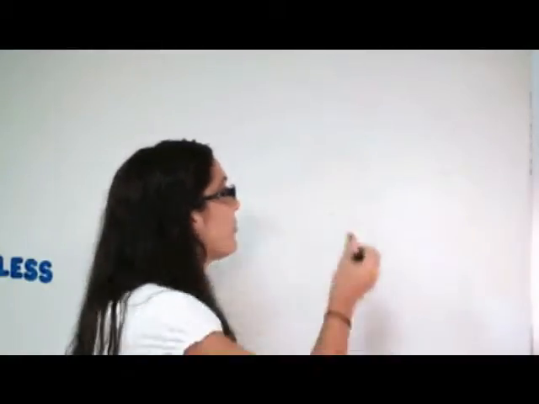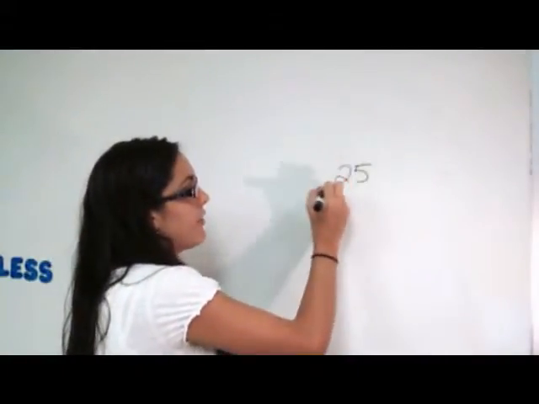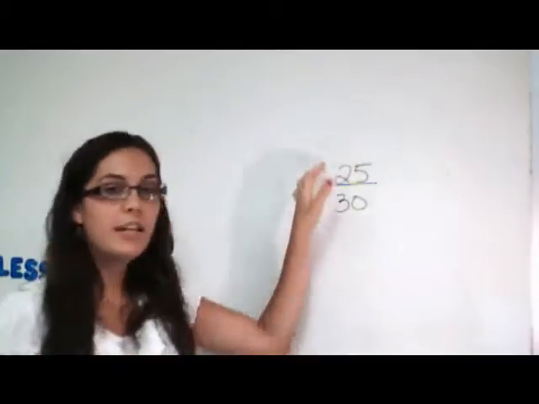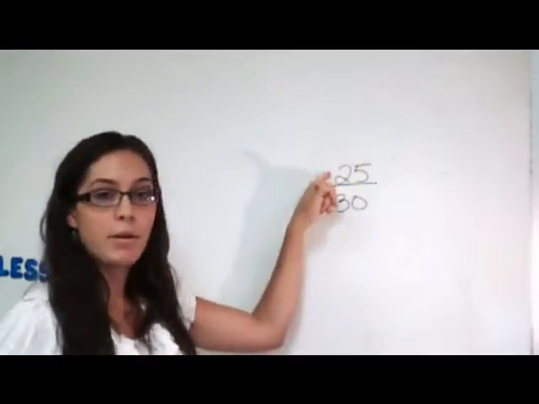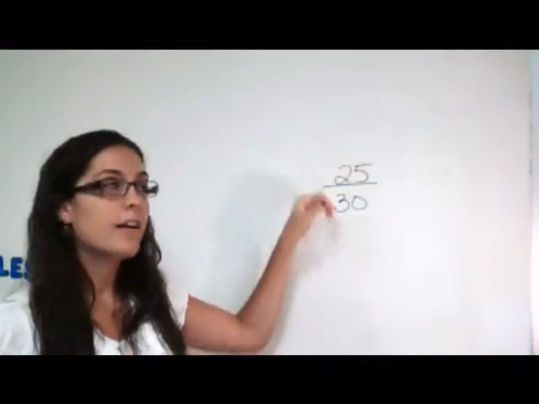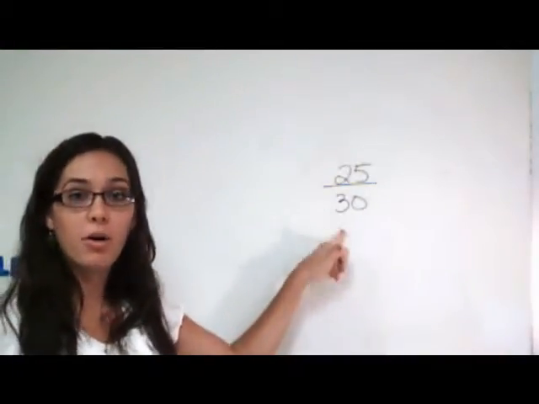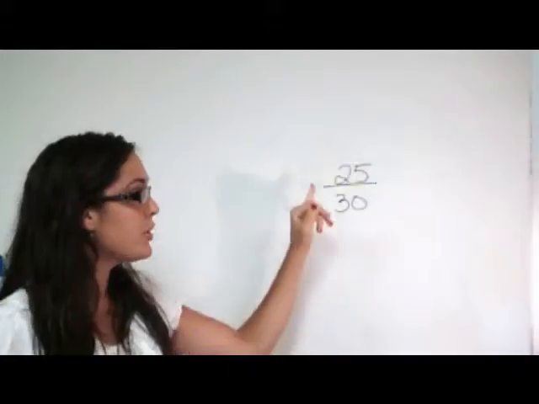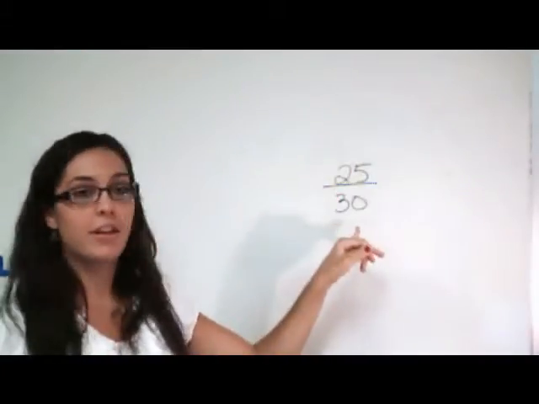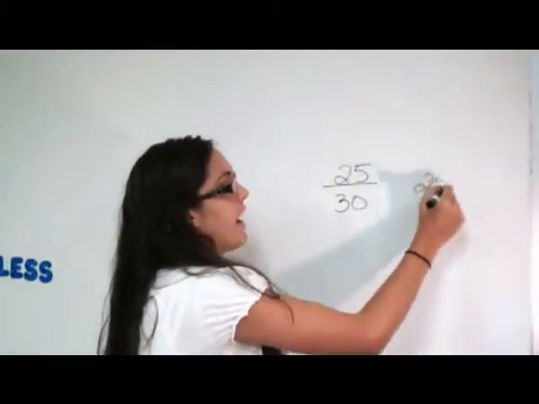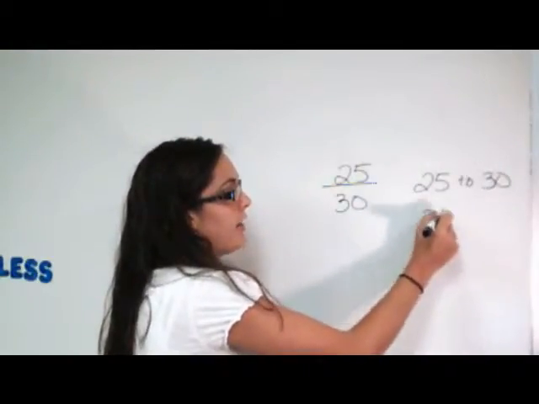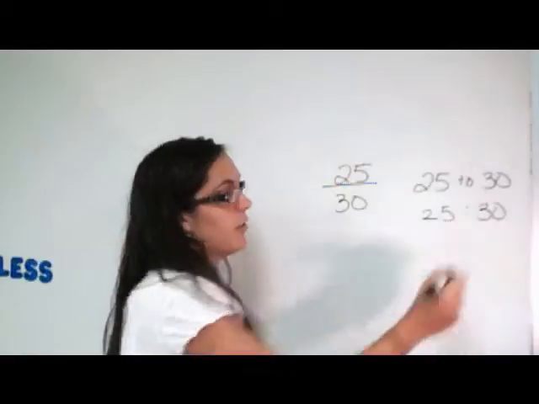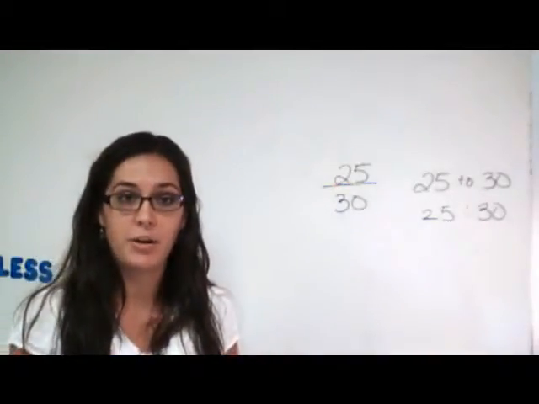Back to our original problem, when we had 25 out of 30, this is called a ratio. So a percent is a ratio, and you have your top number over your bottom number, kind of like your part and then your whole. Ratios can be left like this. It could also be 25 over 30, or also 25 with a colon and 30. Those are just different ways to express a ratio.